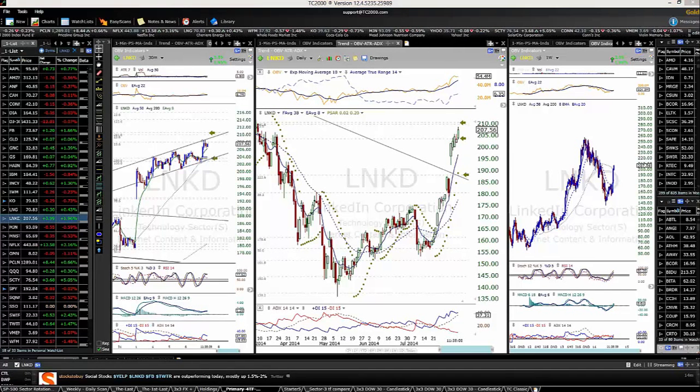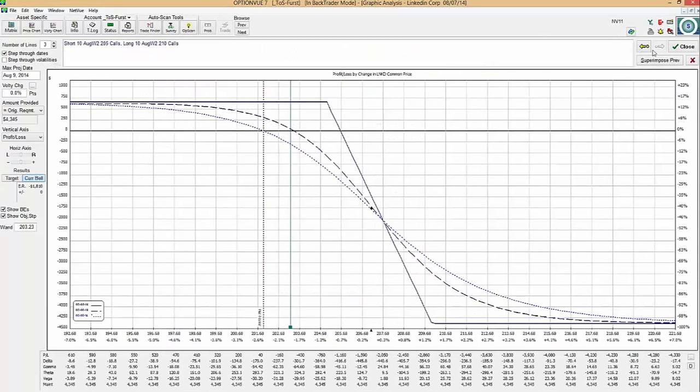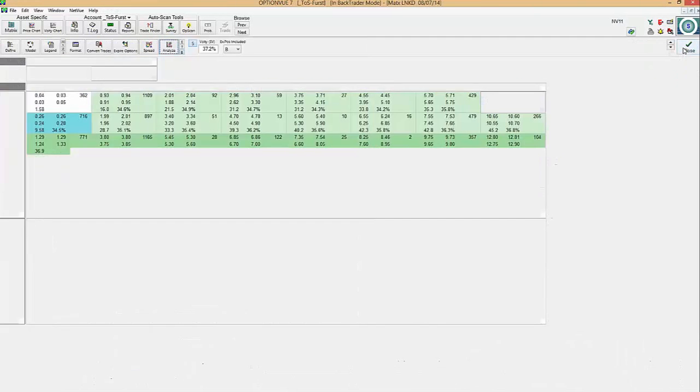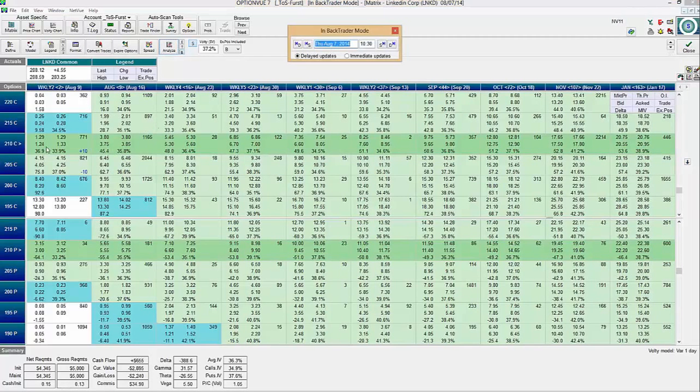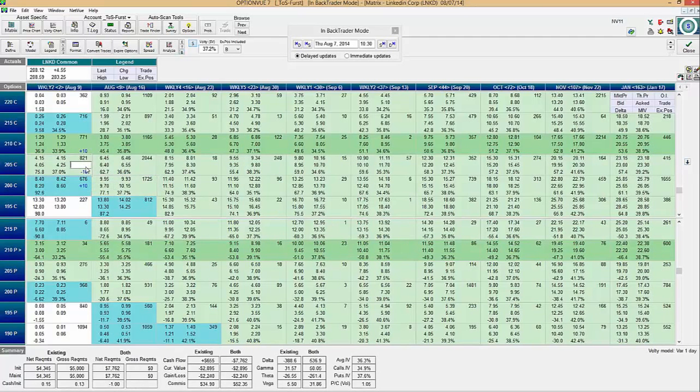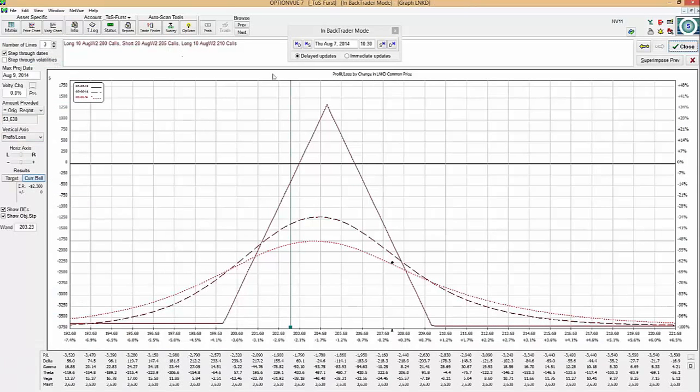So how did I do that? Well, initially I had bought 10 of the 210 calls for protection, selling 10 of the 205 calls, and this is with OptionVue here showing me I have 1 day left until expiration. What I did was I went ahead and I bought 10 of the 200 calls, and I sold 10 of the 205s, giving me a butterfly trade.